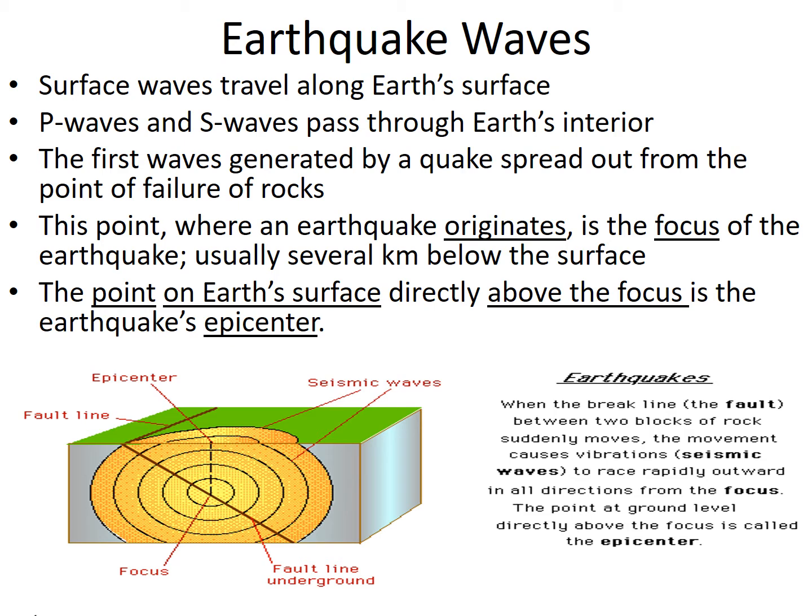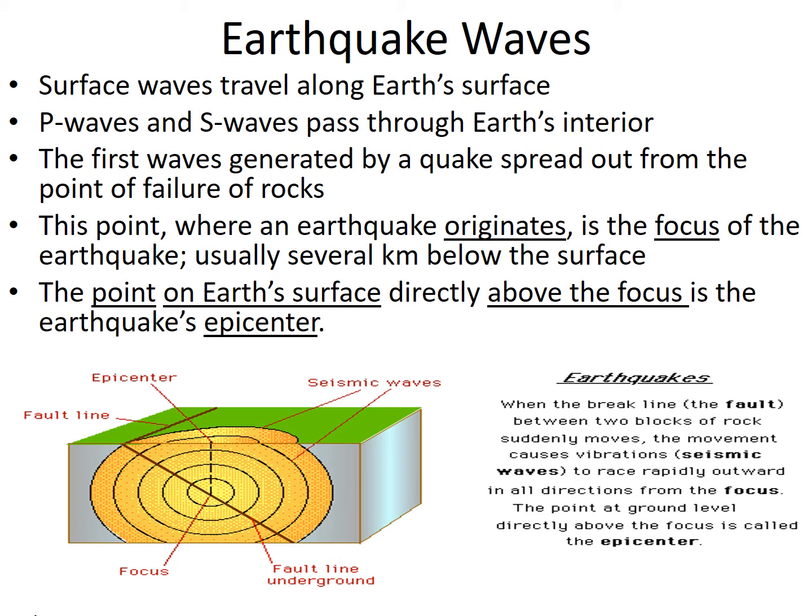Earth's interior. The first waves generated by a quake spread out from the point of the failure of the rocks. This point is called the focus of the earthquake, and it's usually a couple kilometers below the surface. It's not on the surface. The point on the Earth's surface directly above the earthquake's focus is called the epicenter.